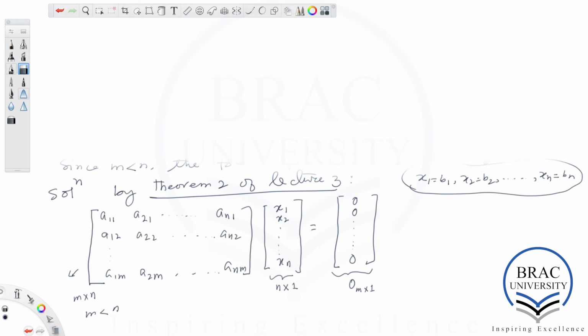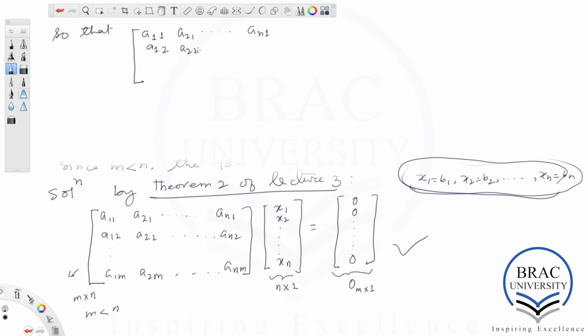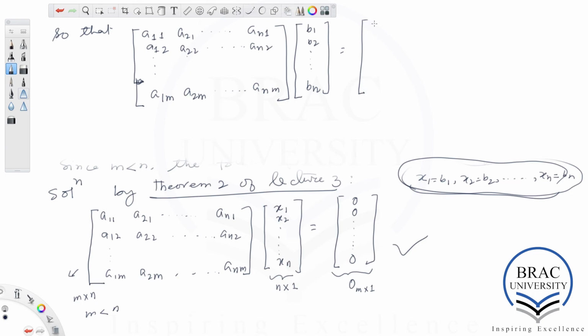Now let me erase equation 23. Since this is the solution of this system, this matrix a11, a21 all the way up to an1, a12, a22 all the way up to an2, and finally a1m, a2m all the way up to anm, multiplied by b1, b2 all the way down to bn, is equal to this zero matrix of size m times 1. This is our equation number 25.